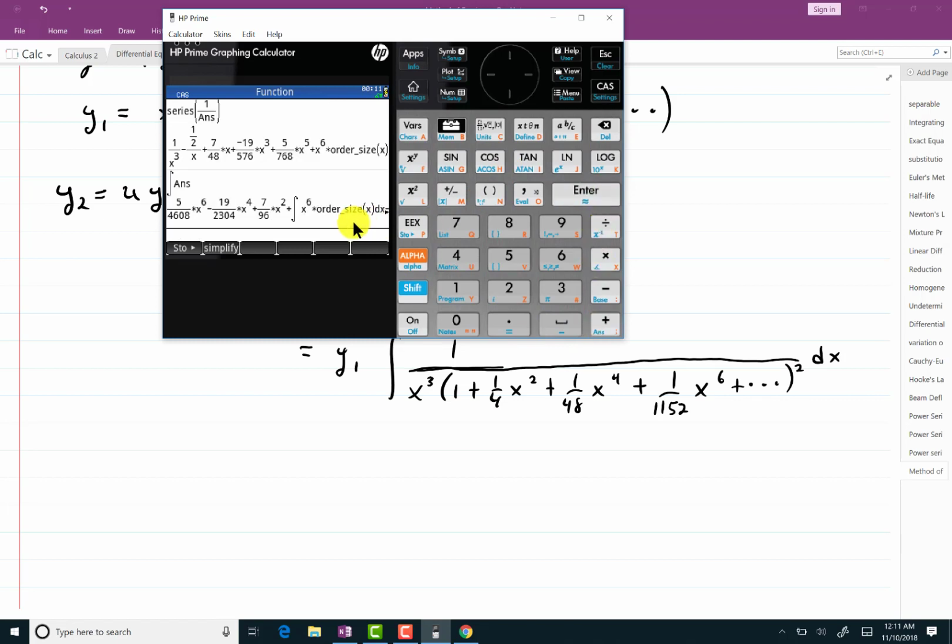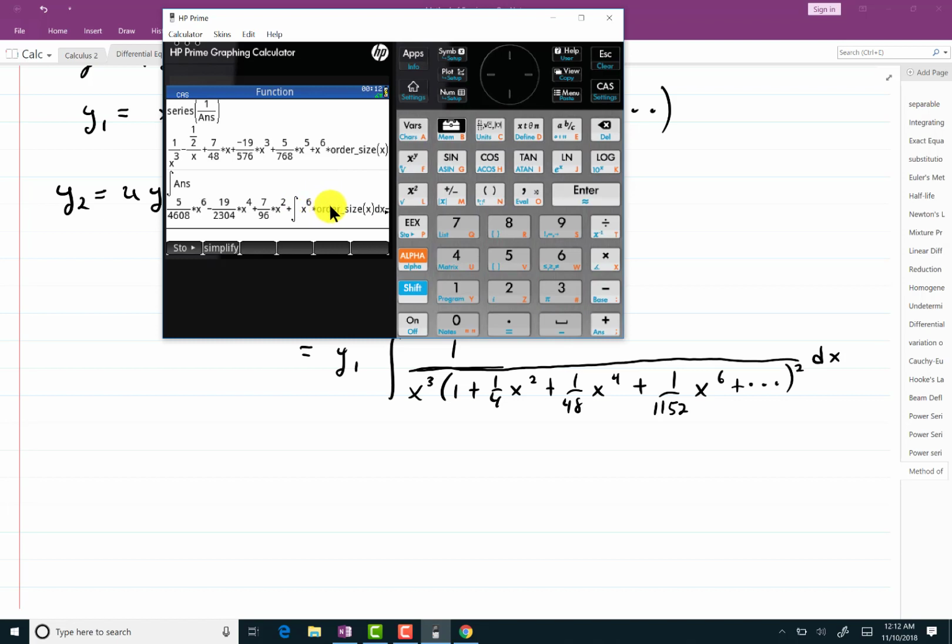enter. So you can see now this stuff here, if you're willing to live with x to the 6th accuracy, we're good. It just says this is order size. Anything greater than x to the 6th is just getting shoved back here. I'm sure that I have control over all that.